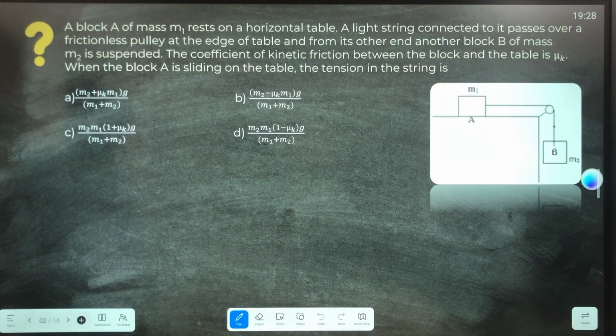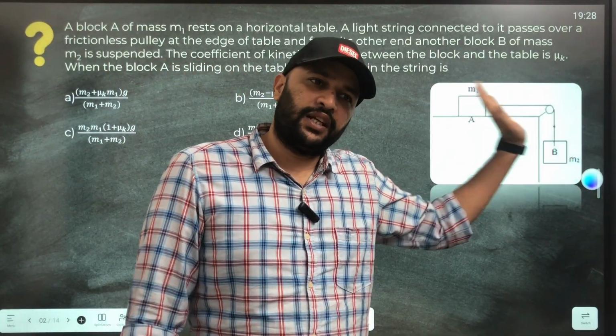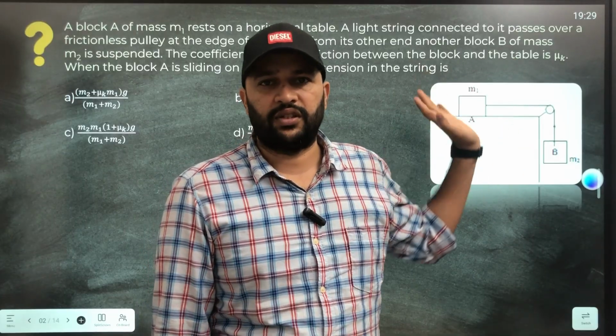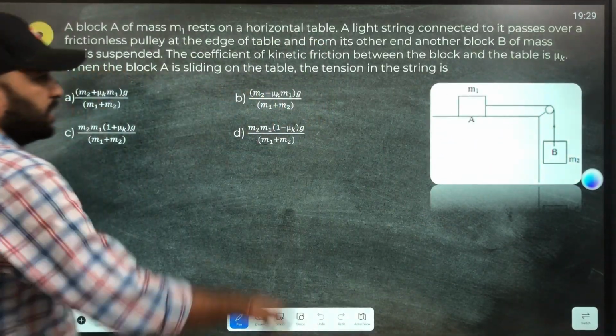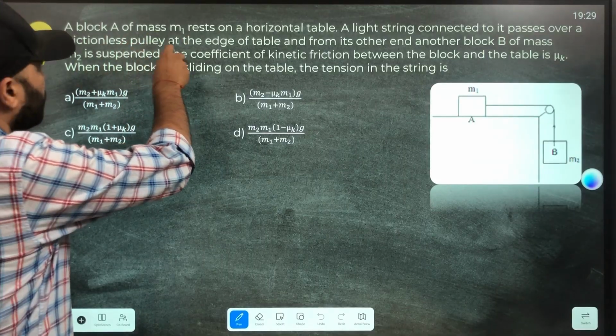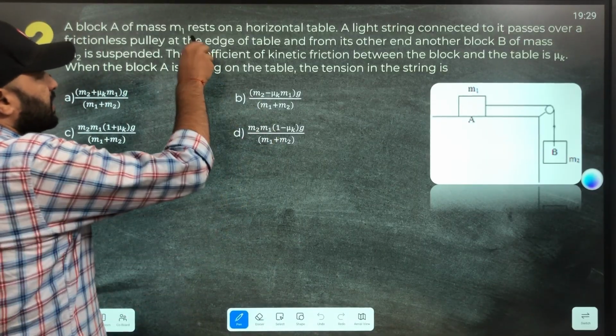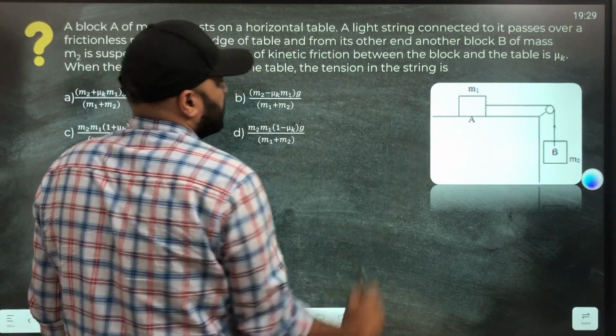Great. We have done some similar kind of problems in the previous lecture. I'll just repeat the whole concept once again in case you have directly started watching this particular video. Okay. So let me repeat the whole concept once again. Let's read the question first. A block A of mass m1 is resting on the horizontal table.